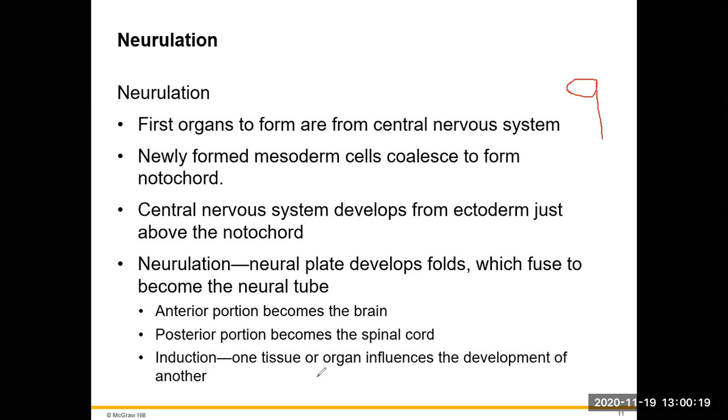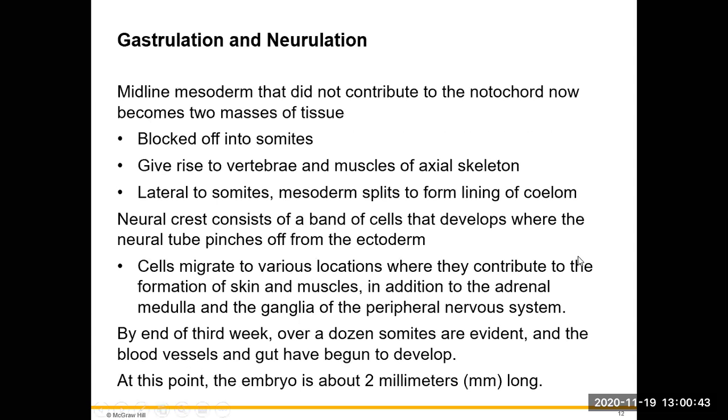Induction is when one tissue or organ influences the development of another. We call that induction, because the development of the spinal cord is signaling the development of the brain, and the development of the brain is signaling the development of the spinal cord. So the development of the brain actually helps in the development of the spinal cord.